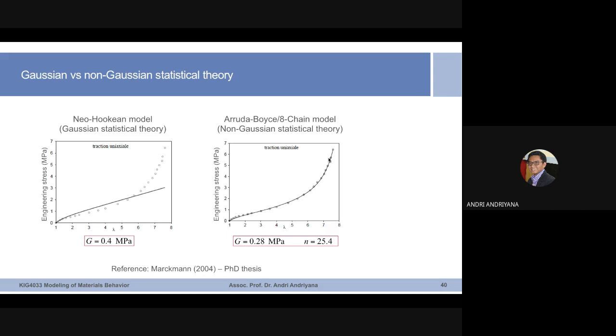So again, you need to make sure that you have a balance between your choice and the consequences. All right. If it is relatively small or moderate strain, maybe Neo-Hookean will be sufficient. There is no need for you to use Arruda-Boyce. But if extremely large strain is needed, then yes, Arruda-Boyce will be a good answer. Okay.